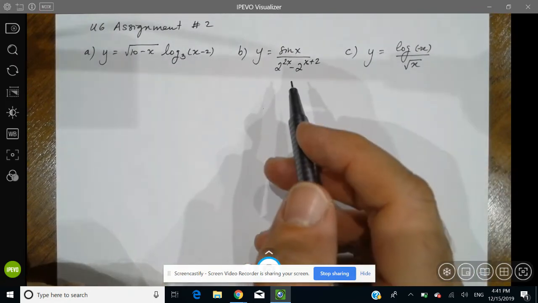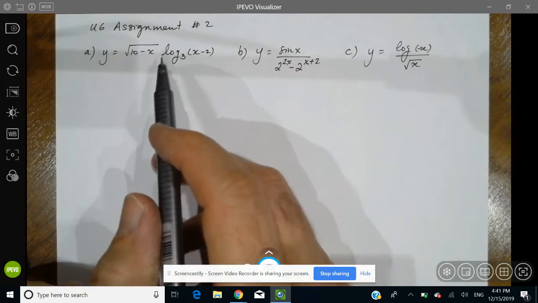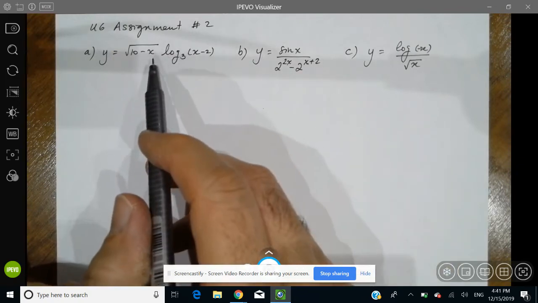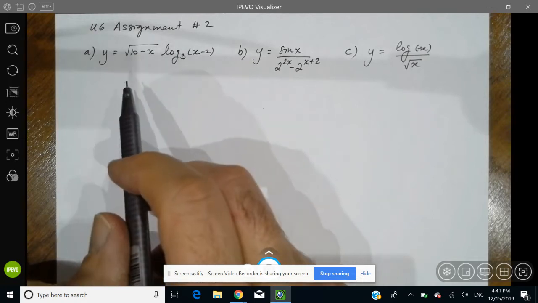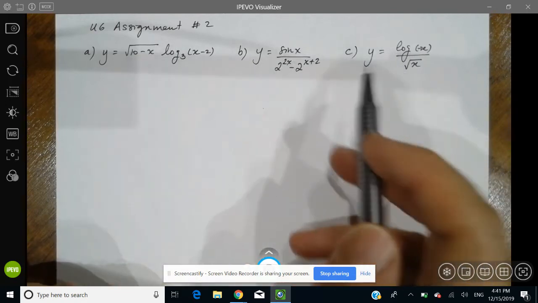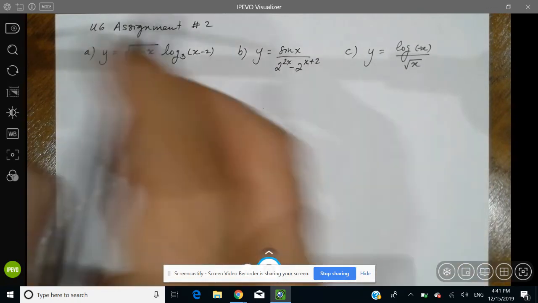All right, so the way we find the domain of these combinations is we have to find x values that are in the domains of both of the two functions. And when you've got divisions, there's the extra restriction that the denominator can't be equal to 0. So let's start with a here.